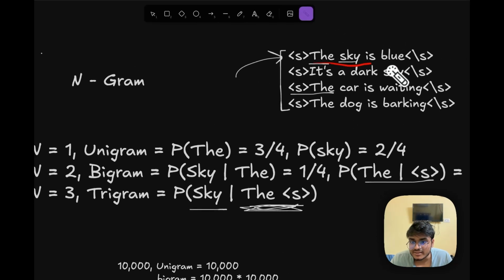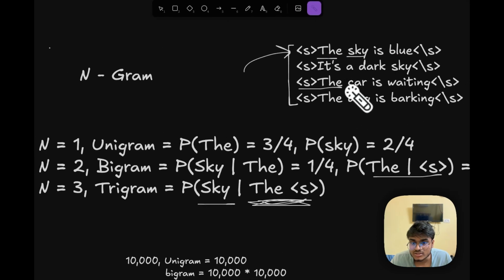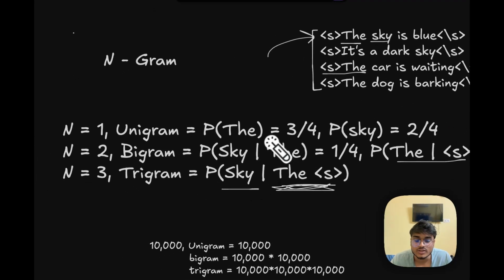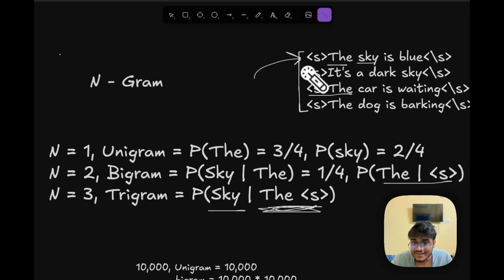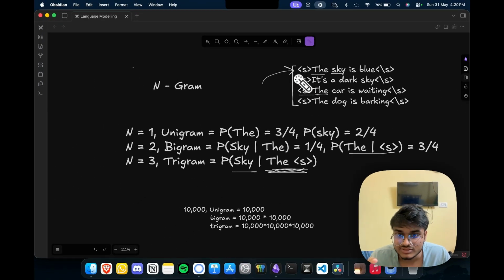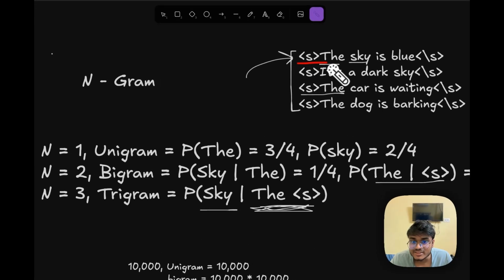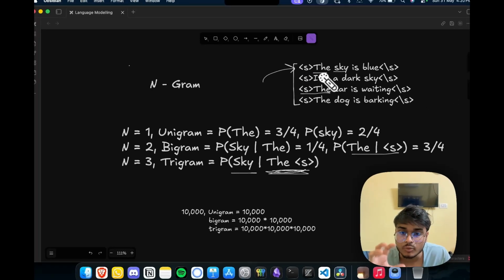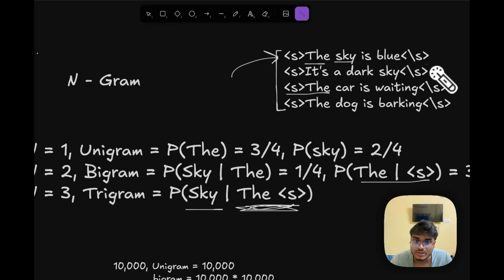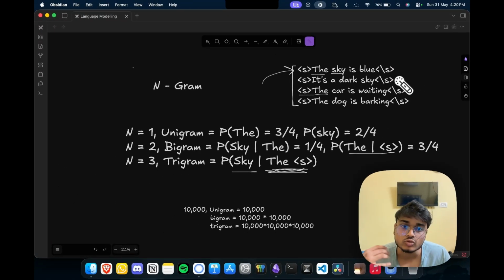The data set contains: the sky is blue, it's a dark sky, the car is waiting, the dog is barking. What is the probability of "the"? In the data set, there are four sentences. This start tag we are putting at the start of the sentence, and this particular tag we are putting at the end of the sentence to identify that the sentence is already complete.